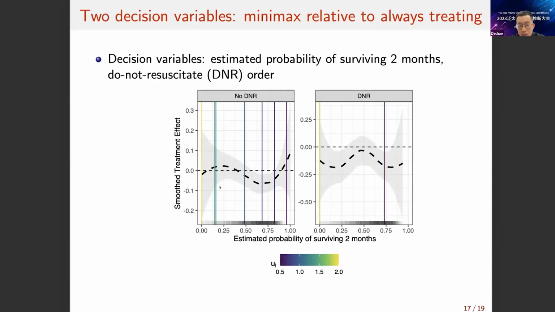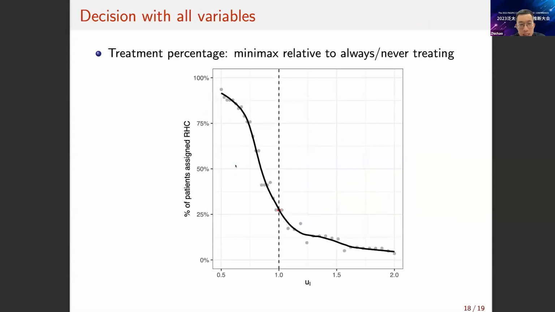And we consider the decision rules that use the RHC if the estimated probability of surviving 2 months is below a threshold. And this estimated probability is a covariate in the data. And these vertical lines show the different thresholds when we vary the value of UL. And you can see as UL decreases, the threshold increases, making the optimal policy treat more people. And we also consider the decision with all the 66 covariates.